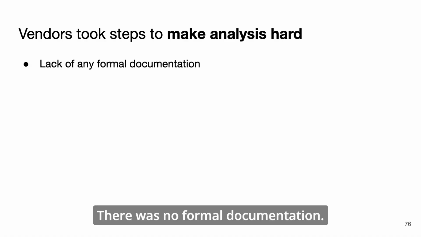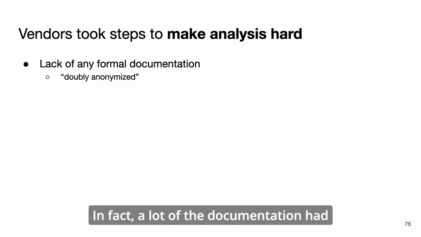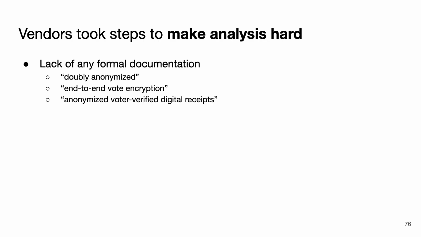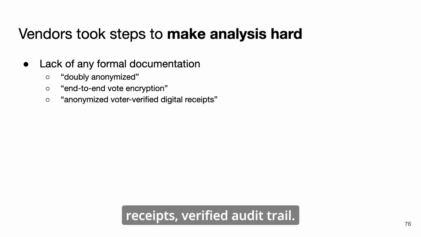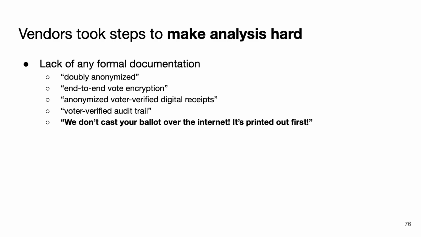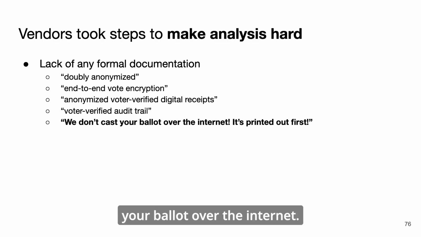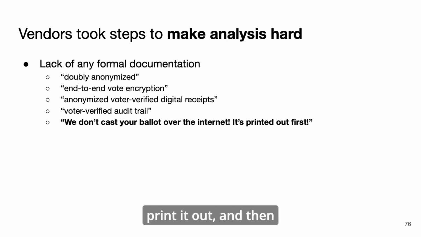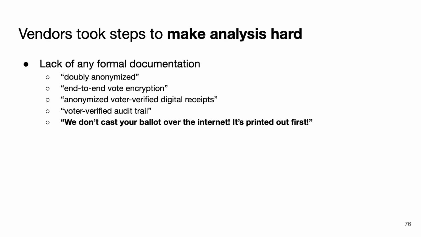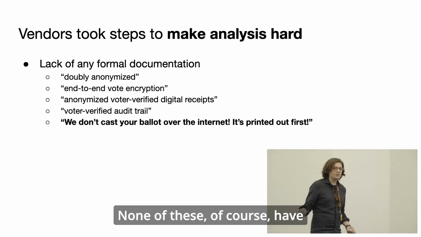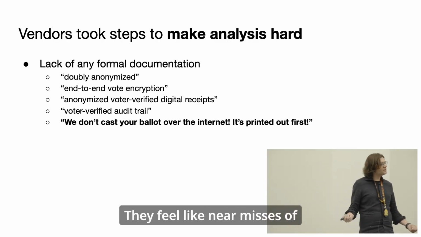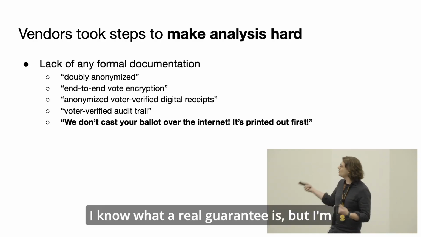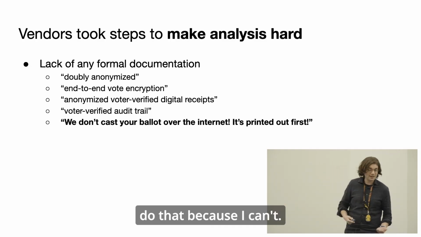There was no formal documentation. And in fact, a lot of the documentation had claims like doubly anonymized, end-to-end vote encryption, anonymized voter-verified digital receipts, voter-verified audit trail, and I think my favorite was we don't cast your ballot over the internet, it's printed out first. So they would get it over the internet and then print it out. It's interesting. None of these, of course, have cryptographic definitions. They kind of feel like near misses of cryptographic definitions, right? Like I know what a real guarantee is, but I'm not going to claim that I do that because I can't.